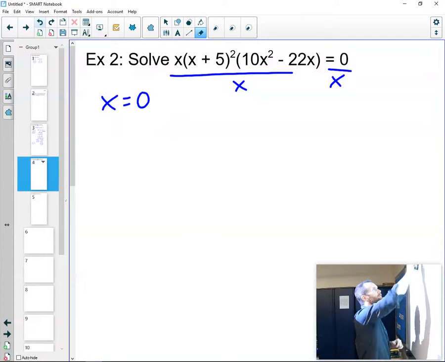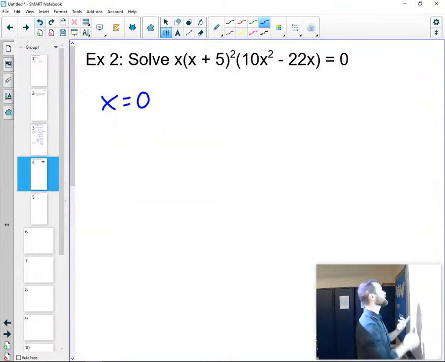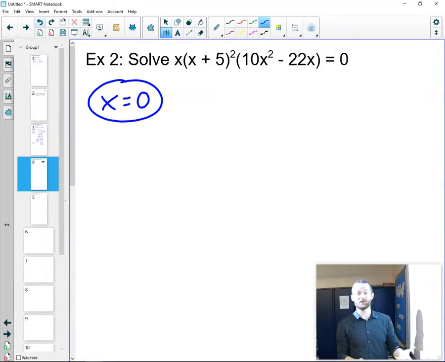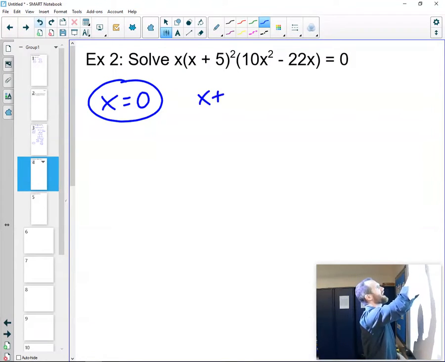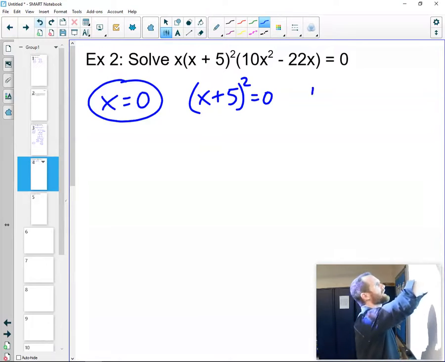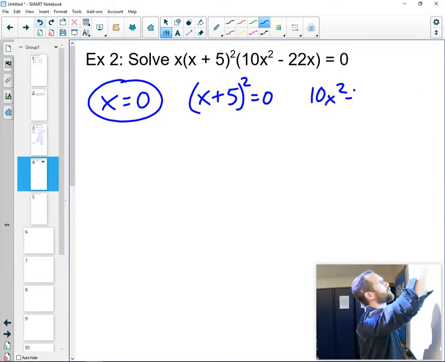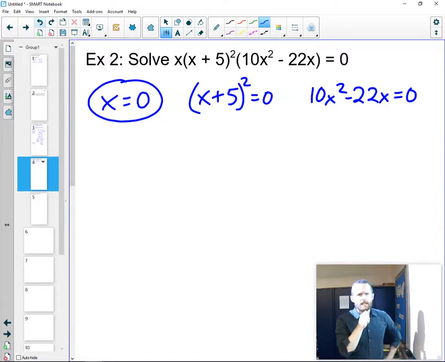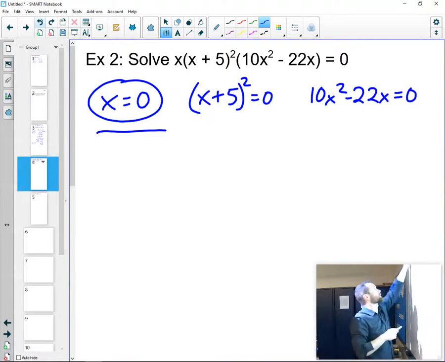So if you have a variable in front, just do what I just did and say, okay, so x equals 0. And actually, there's nothing to even solve. That's our first solution right off the bat. The next thing we're multiplying is an x plus 5, but it's x plus 5 squared. All right, well, we said that equals 0. Let's keep going. And then the 10x squared minus 22x equals 0. Just using the zero product property. All right, well, the first one's done. It's just x equals 0.